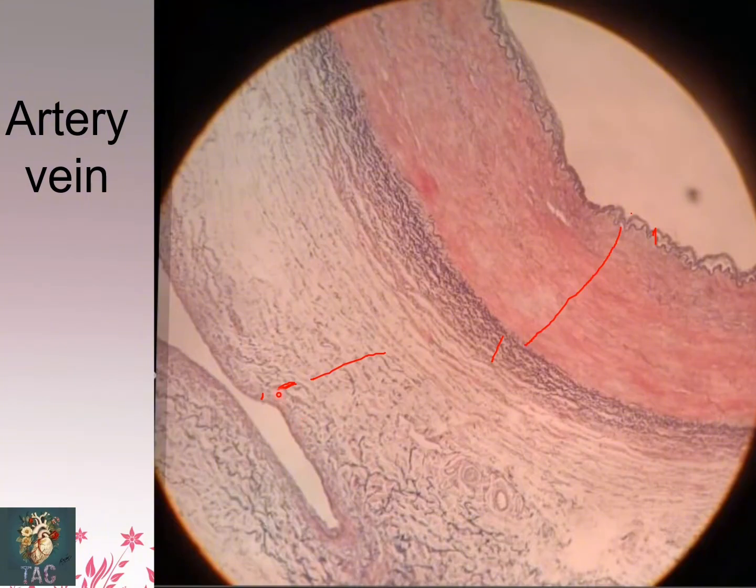Here the tunica media is smaller. It contains some smooth muscle cells as well as the collagen and the elastic fiber. Then tunica adventitia of the artery, which is moderately dense irregular connective tissue, contains a large number of collagen as well as elastic fiber. Compared to the tunica adventitia of the artery, the tunica adventitia of the vein is larger and it contains a large amount of fiber. So this is the section of the artery and this is the section of the vein.